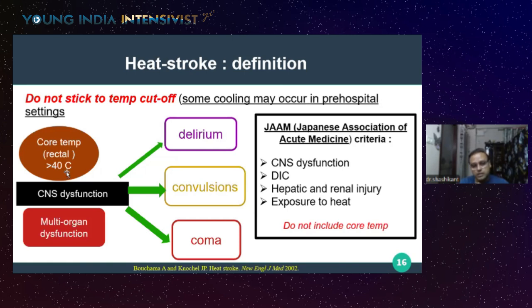But it is important to consider here that we should not be very strict about this temperature cutoff, because when a patient has been exposed to excessive heat outside the hospital, by the time he is shifted to the hospital some cooling might have occurred and we might not be able to get this temperature cutoff. But if there is exposure to heat and the other criteria are met, we should consider heat stroke in our diagnostic algorithm.